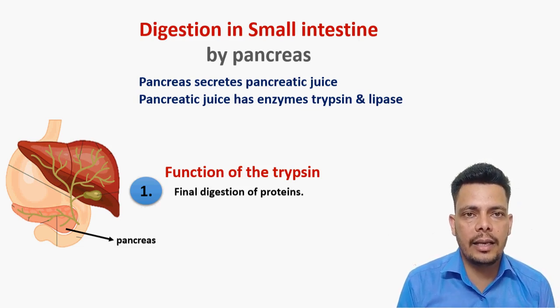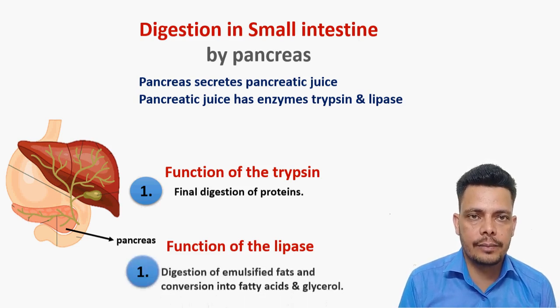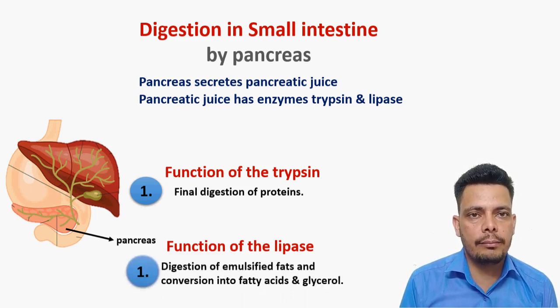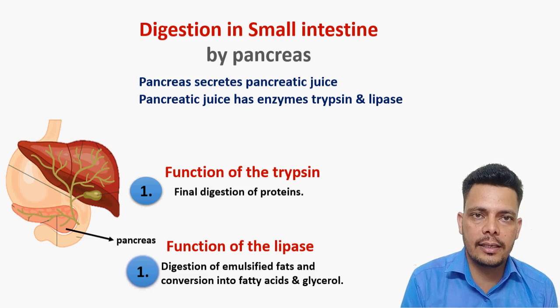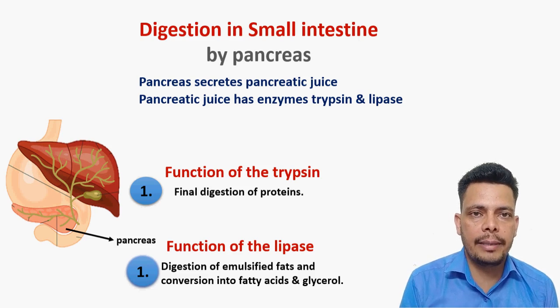The second is lipase. Lipase helps in digestion of the fats and the lipids. As we have discussed, bile salts are emulsifying fats, breaking those fats into smaller molecules. Now those smaller molecules are acted upon by lipase. Lipase converts them into fatty acids and glycerol. So fat is converted into fatty acid and glycerol by lipase. Okay, so these are the digestion by the liver and the pancreas.